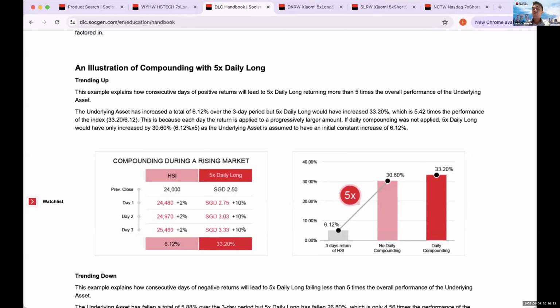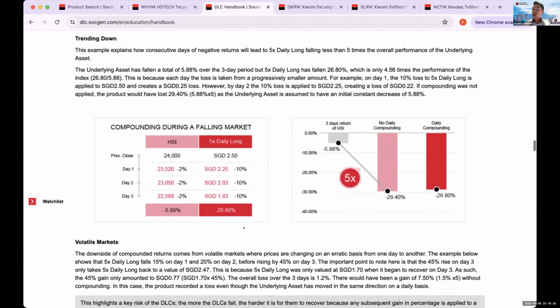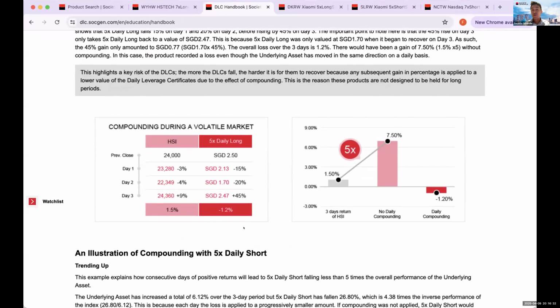And that's why the DLCs work very well for you in a nice trending market. You will get more than the fixed leverage performance of the DLC. But where it doesn't work so well for you is the volatile market or sideways market.